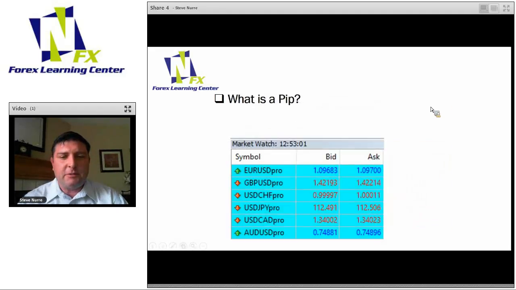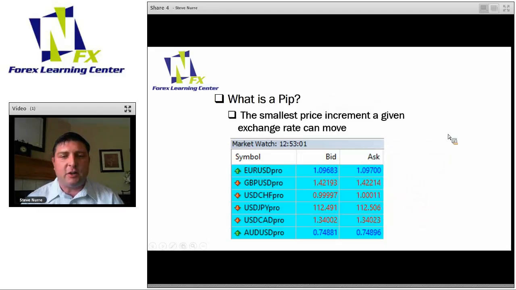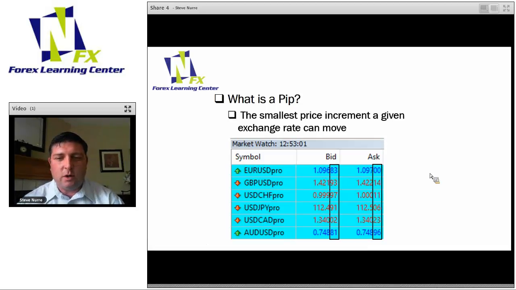So pip, fractional pips, and what is a lot? Let's go through pips first. What is a pip? It's the smallest price increment a given exchange rate can move. When you look at all these Forex pairs, like the Euro-US dollar pair, let's look at that 1.09700 again. It's not being quoted to the nearest penny. It's not telling you $1.09 per euro. It's going out to 1/100th, 1/1000th of a penny. And those last two columns, when they move up and down, is what's considered a 1 point or 1 pip or fractional point or fractional pip movement in the market.